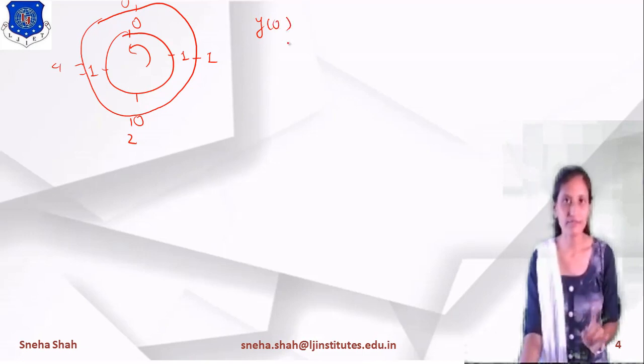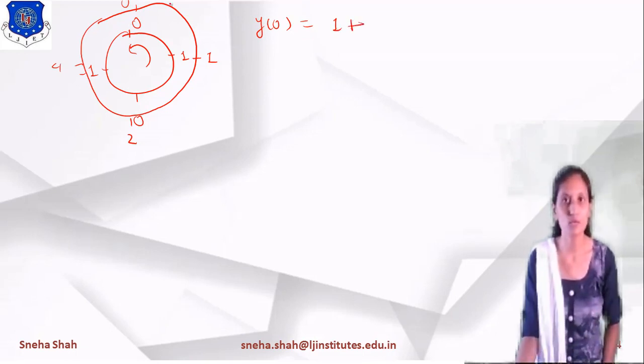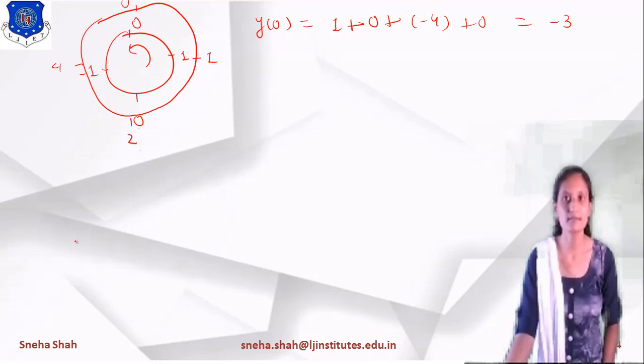As we have not shifted any terms, it will give you the answer for 0 shift. So y of 0 equals 1 into 1 means 1, plus 0 into 0 means 0, plus minus 1 into 4 means minus 4, and the last term is 0 into 2 means 0. Now if I simplify this, the answer is 1 minus 4, which means minus 3.